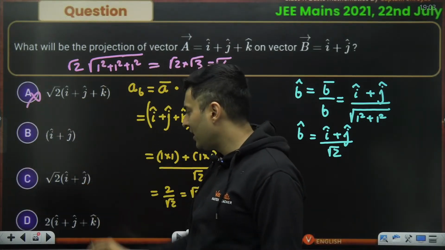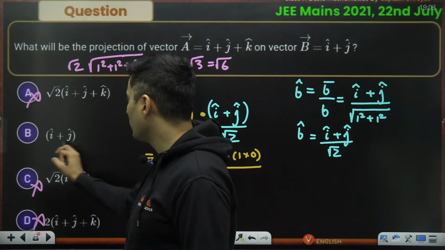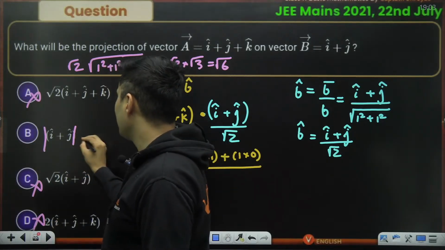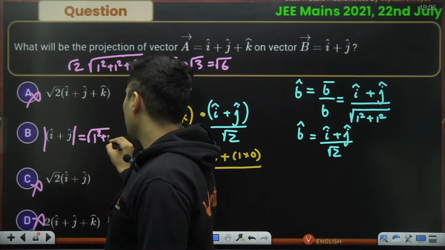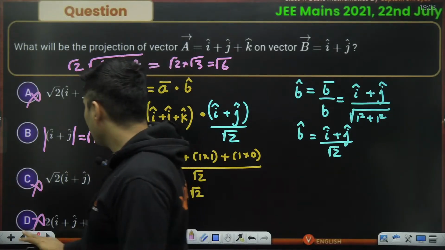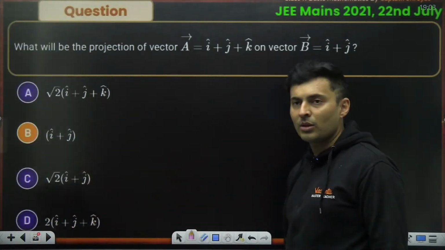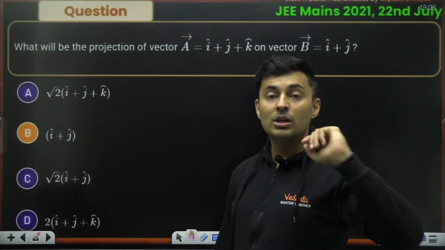This also you can eliminate. Even this also you can eliminate. C can't be root 2. This also can't be root 2. But if you take the magnitude of this guy, it will be root of 1 square plus 1 square, which is basically root 2. So answer will be B, and you can check it out over here. Yes, perfectly. The answer is B. So that smartness has to be used.